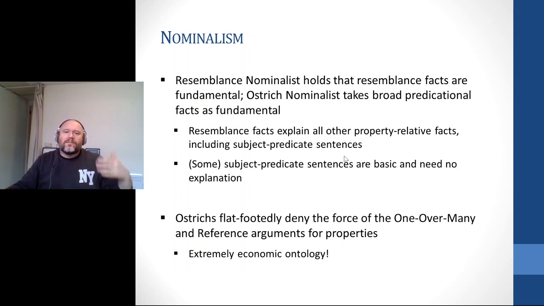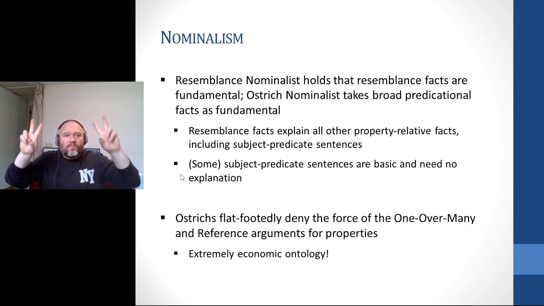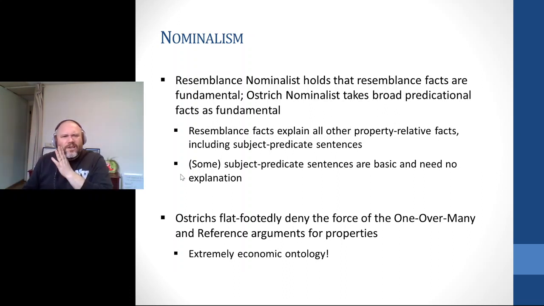So, again, the way to kind of see it is the resemblance nominalist says something like this bullet point here. Resemblance facts explain all the property-relative facts, including subject-predicate sentences. In contrast, our ostrich nominalist says, hey, subject-predicate sentences are basic and need no explanation. And then if we want to, we can explain things like resemblance facts. But really, there are no such facts. That's just a loose way of speaking.